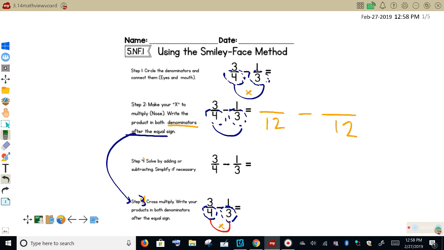We're going to make a cross here, and I'll do this in green. This 3 is going to multiply with that 3 over there, and then the 4 over here is going to multiply with the 1. What is 3 times 3? And I'll put it in the top left. 9. And then what about 4 times 1? 4. Okay, let me rewrite this. I already had the 12 and the 12. Now on the one over here, I'm going to put a 9, and then I will put a 4.